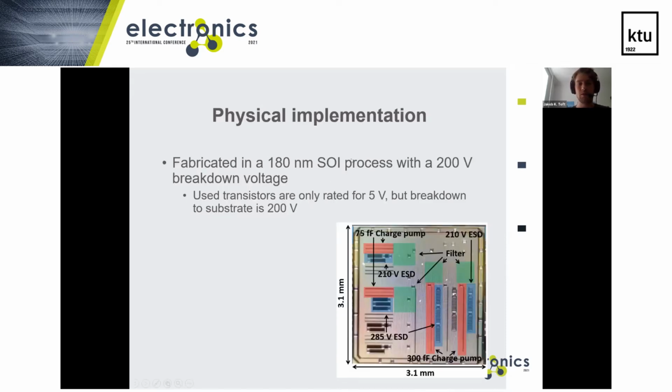The physical implementation was fabricated in a 180 nanometer SOI process with a 200 volt breakdown voltage from transistors down to the substrate, which is implemented by using buried oxide and deep trench insulation. The transistors used for the charge pump itself are only rated for 5 volts, but the breakdown voltage down to substrate is 200 volts.